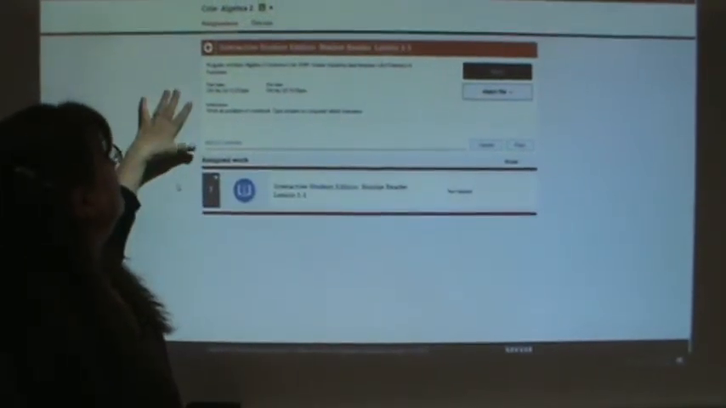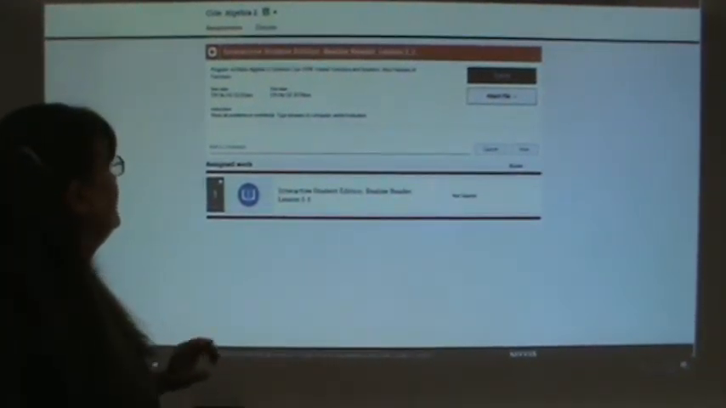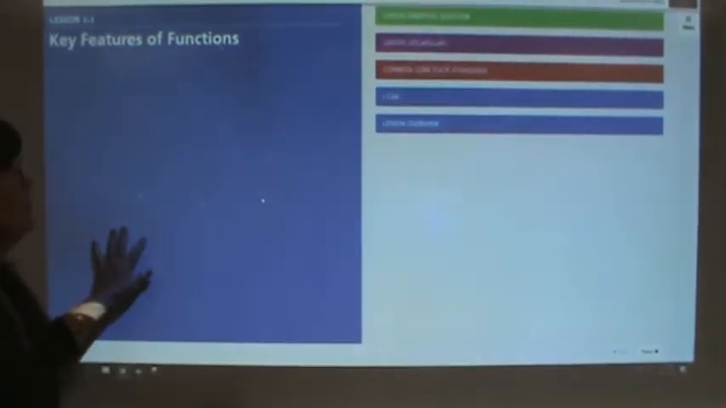And here is the Interactive Student Edition Realize Reader 1-1. So the next thing that Freddie's going to do, Frederick, we'll just call him Frederick. He's going to click on this little thing here, and here we go. Now, this is what the front of the book is.